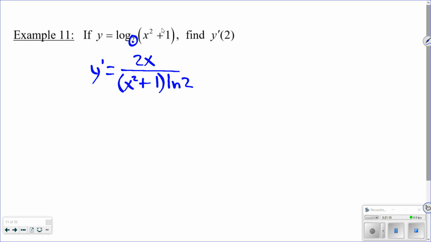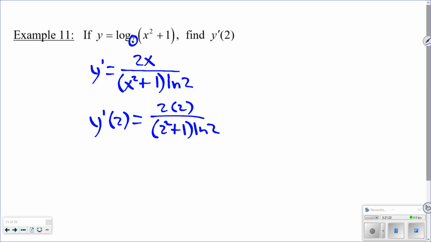Okay, now it wants me to plug 2 in. So y prime of 2 is equal to, 2 times 2 over 2 squared plus 1 times the ln of 2, 4 over 5 ln of 2. Okay, we've got that all worked out.